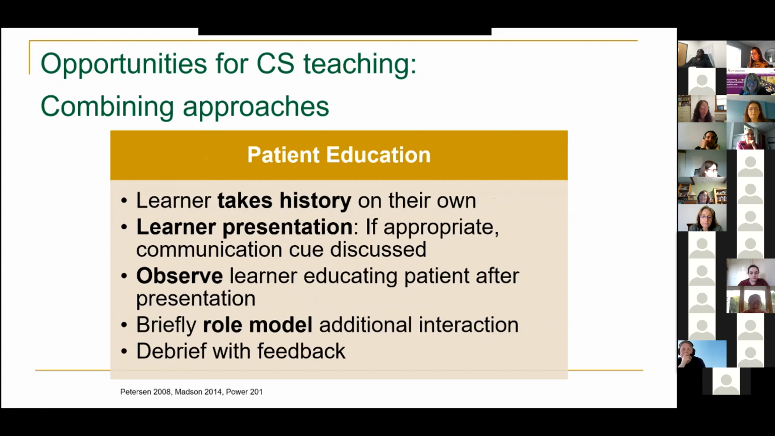But that is an easy way to do it, which is the learner takes the history on their own, they present to you, and then you've kind of figured out what's going on. And when you go back in the room, let the learner start sharing the information of what's going on and next steps with the patient in front of you. So easy, takes very little time. And then you can add to it and role model some additional. And then afterwards, just debrief about how that went, what you saw them do that was effective, and anything that could be enhanced.